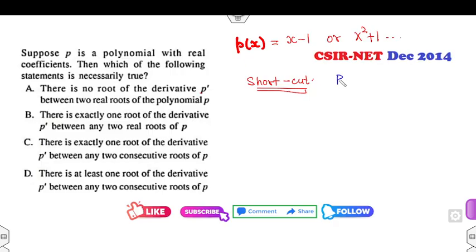Let me know what comes to your mind when you read this statement. Do you know any relation between the roots of the polynomial and the derivative? Which things come to your mind? Rolle's theorem. Fine. What does Rolle's theorem say?